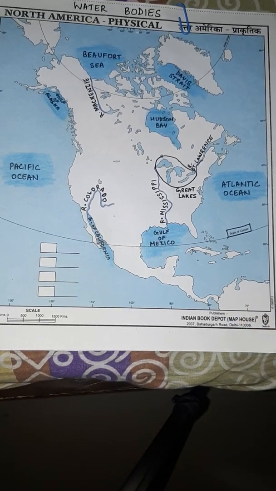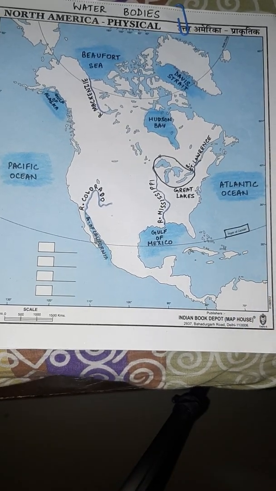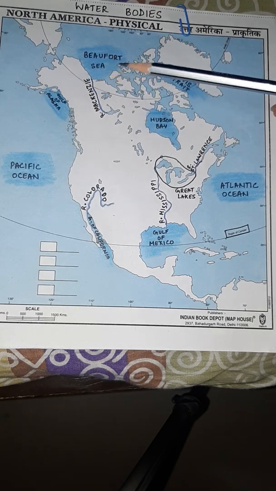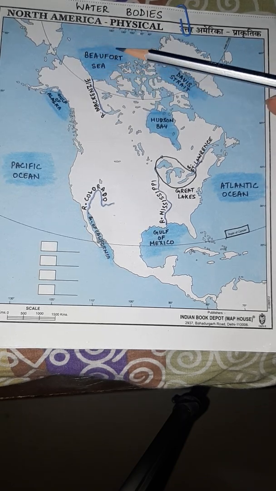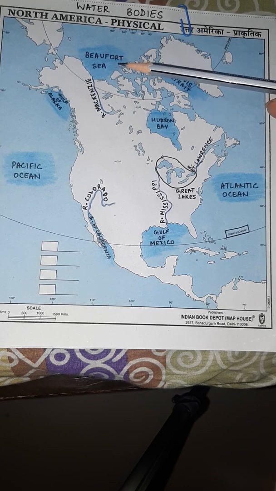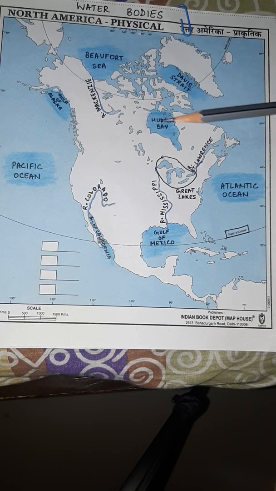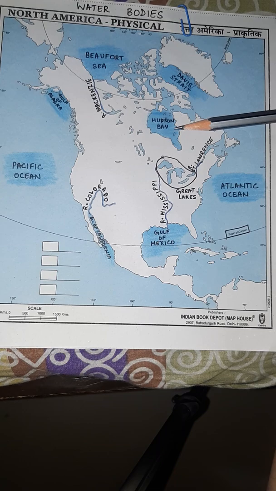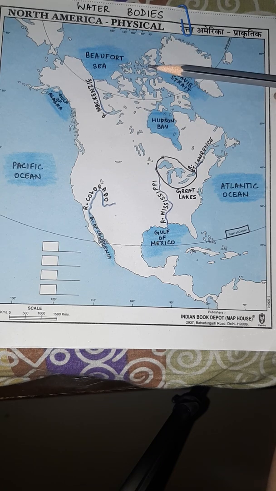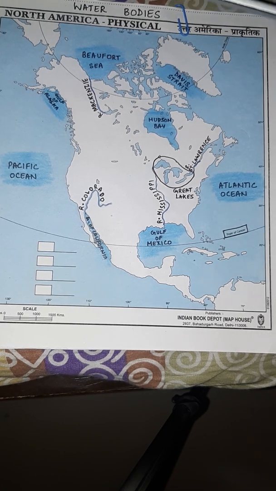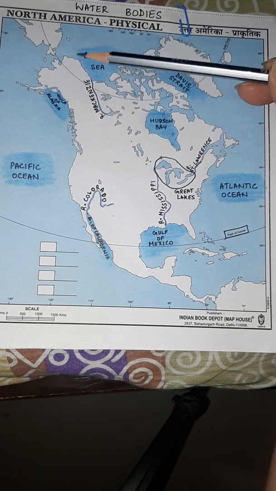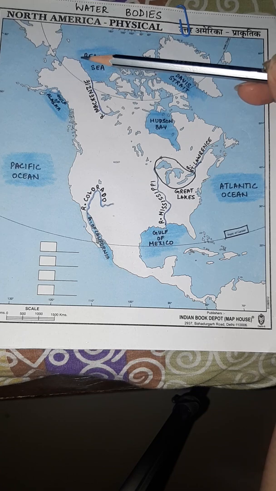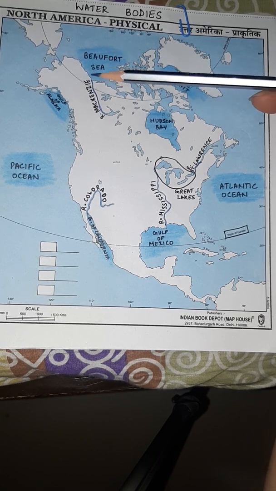Next we will mark the sea. This area is the Beaufort Sea. One more important thing is that you have to label everything in capital letters. You should not use your cursive handwriting. You can write the word Beaufort Sea here and shade it. This portion is to be shaded for the Beaufort Sea.